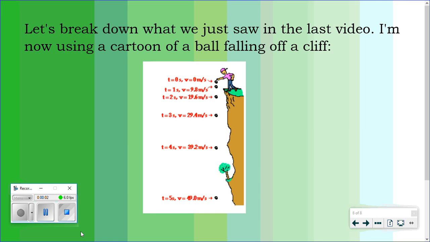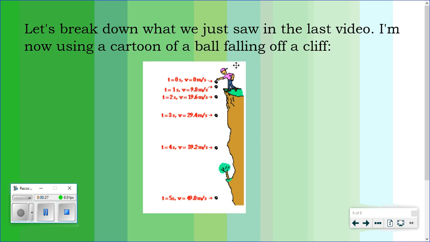Let's break down what we just saw in the last video. Some of you may have used the data you gathered on the strobe video to calculate the acceleration due to gravity. But if not, this picture should show you how we can get that number. So this is a person throwing a rock, not throwing, dropping a rock off a cliff.